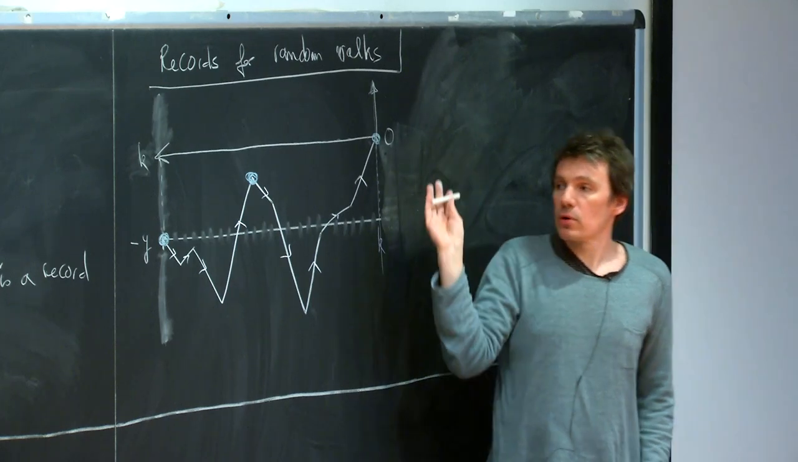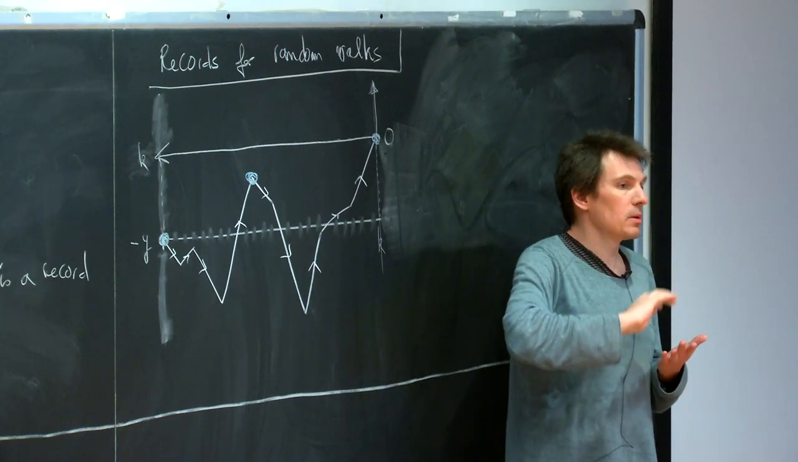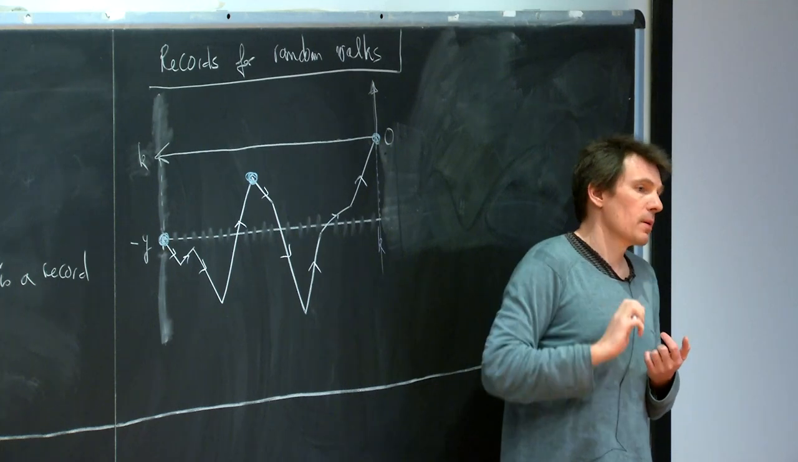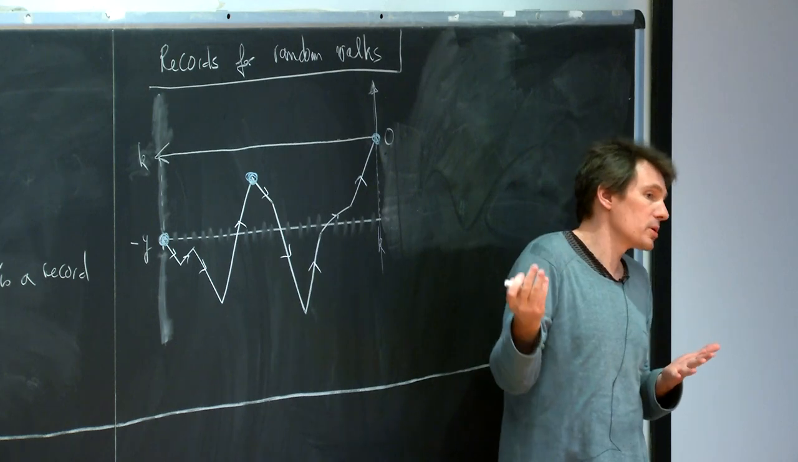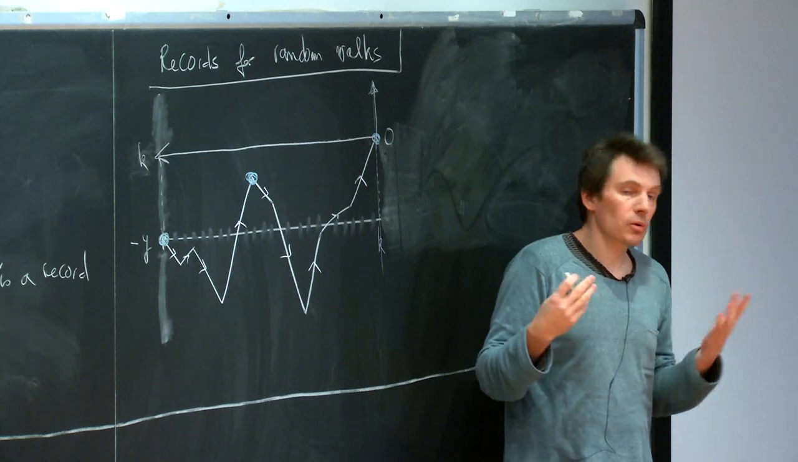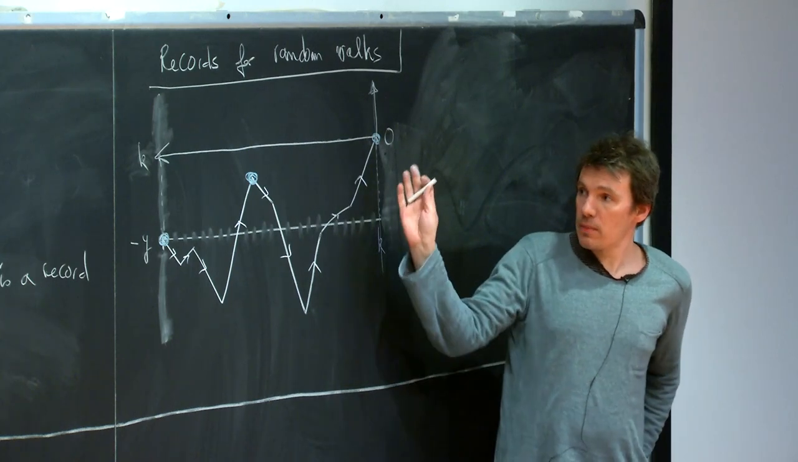Well, I don't need to reverse it here, and I don't want to, because I want a framework that also allows me to treat non-symmetric walks. If you have, for instance, a drift, then if I start to reverse it, that would be the survival probability on the positive axis, but I would also need to change the sign of the drift, and I don't want to do that. I just want to stick to this. Okay, so that's the probability.